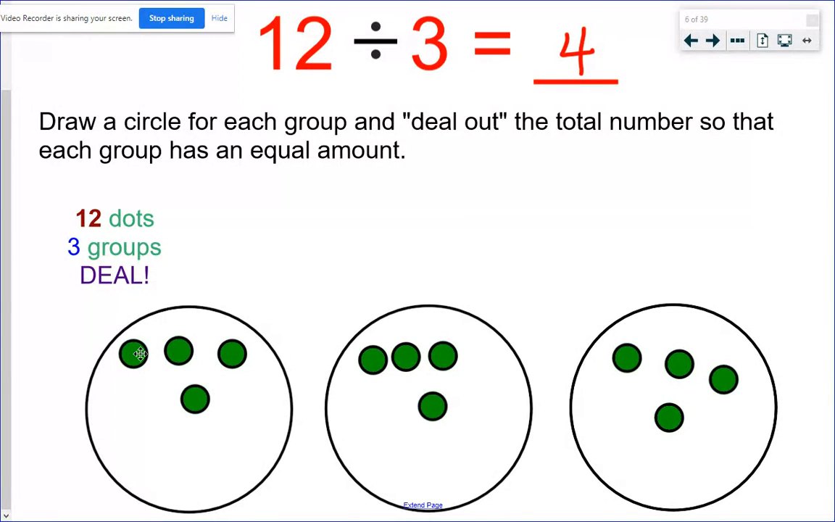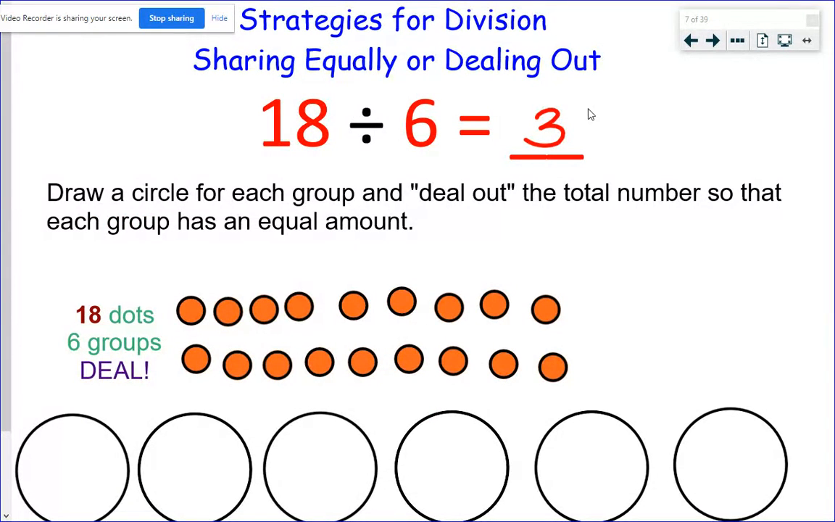When I'm drawing this, I try to put my dots in the same place in each group and go across the groups and then come back to the first one. It's like if you've ever played a card game, you deal out and you come back around. So that's what this strategy is all about. Let's try another one.